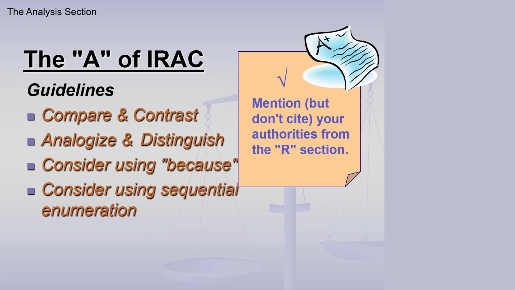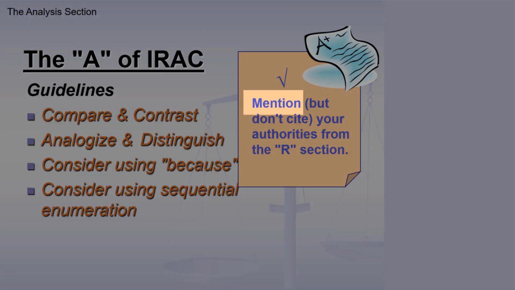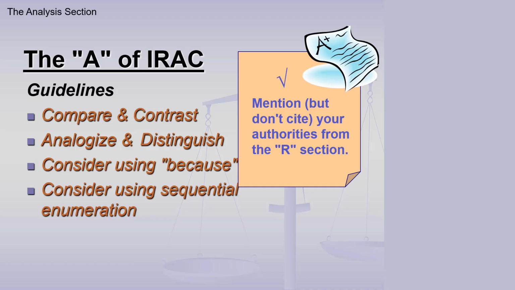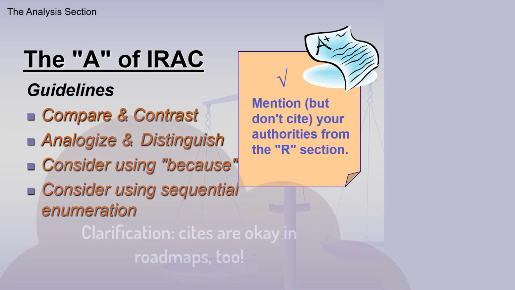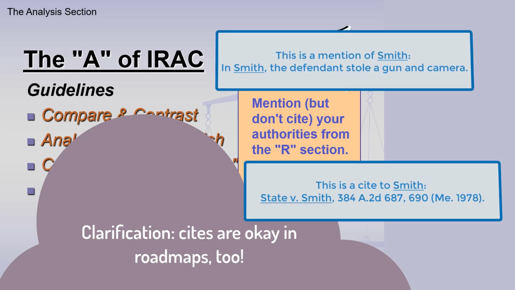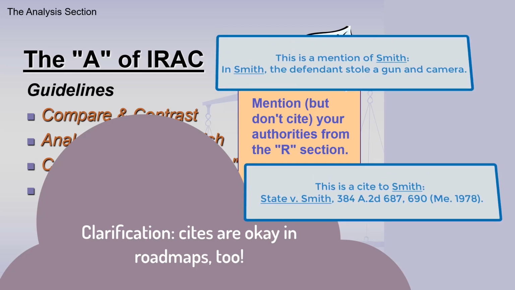Finally, remember to mention your authorities in the A of IRAC because you don't want the A of IRAC to be a fact dump. This is one thing I'll be looking for when grading. But note that I'm using the word mention purposely. I don't want you to cite your authorities in the A of IRAC. As explained more fully in the workbook, the only place I want citations in the entire memo is in the R of IRAC.